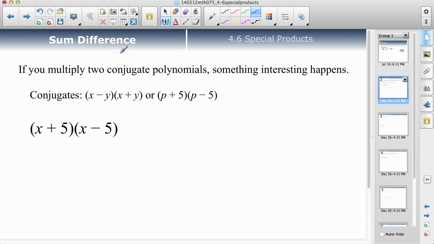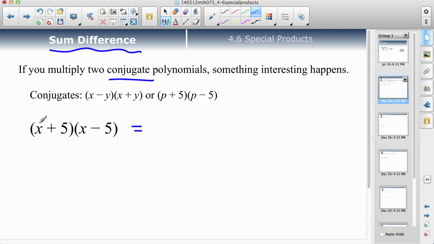So, for example, there's a special product called a sum and difference. The rule is if you multiply two conjugate polynomials, conjugate meaning one's minus and one's plus, but everything else is the same. So here's two examples of conjugates where the conjugate of p plus 5 is p minus 5. So something interesting happens. So let's try it with this x plus 5 times x minus 5.